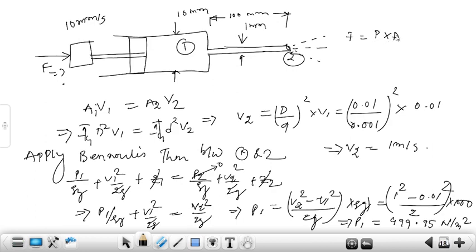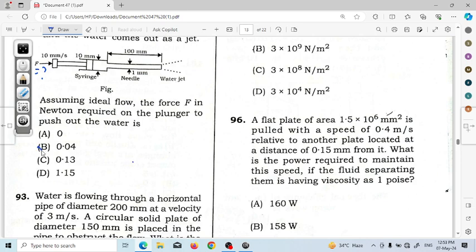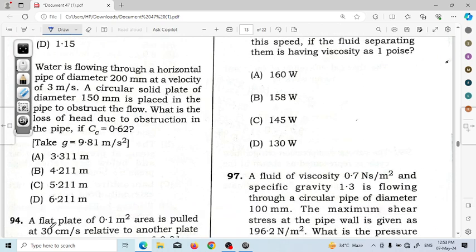pressure into area. So the pressure P1 is 499.95 and the area is pi by 4 into D1 square. D1 is 10 mm which is equal to 0.01 square. So the answer will be 0.0392, which is equal to 0.04 Newton. So option B is the correct answer, 0.04 Newton.